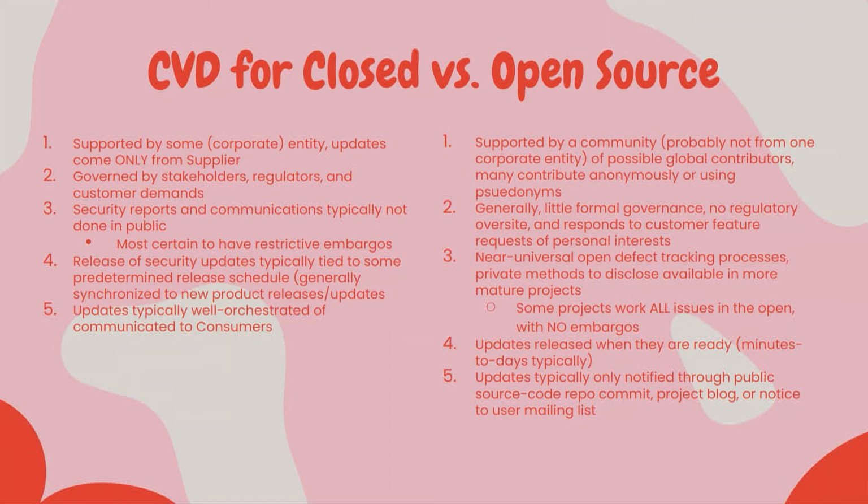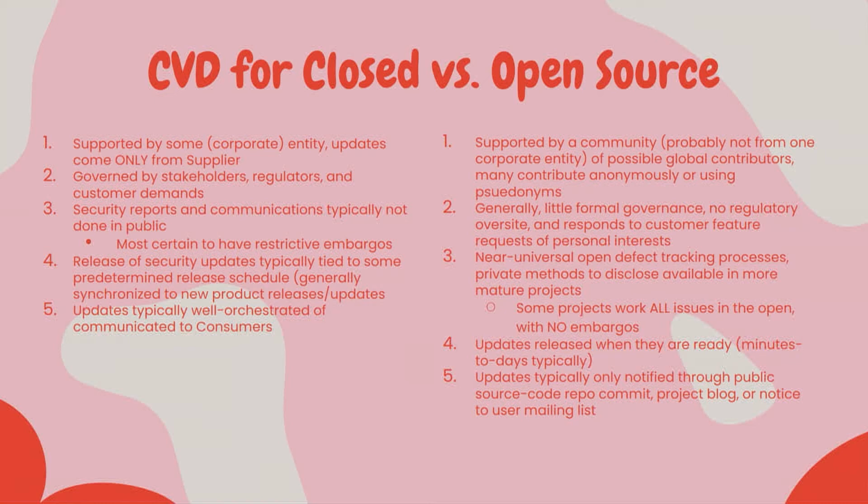For closed source, they're typically governed by stakeholders, regulations, and they have customer demands. So they're going to be reactive to customers. If you are supplied open source software by a commercial software vendor, you have the ability to influence their roadmap, influence how and when and why they fix things. Versus open source, there generally is little or no governance, and open source does not have regulatory oversight. They are not beholden to PCI, GDPR, but generally the typical regulations are not compelling to open source because, again, they're not a commercial entity.